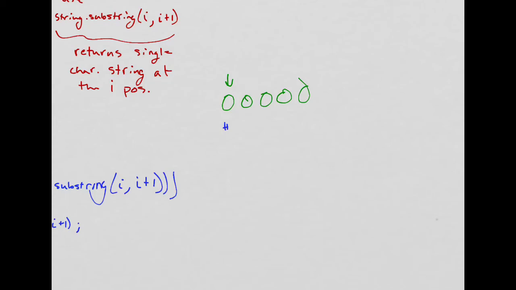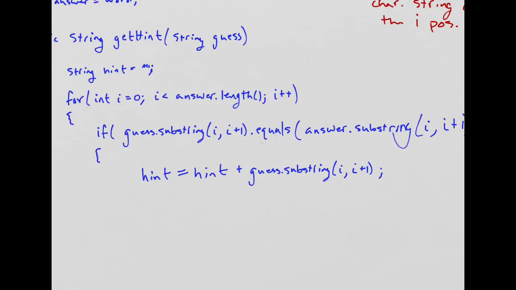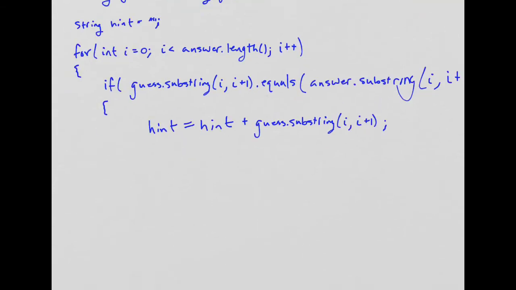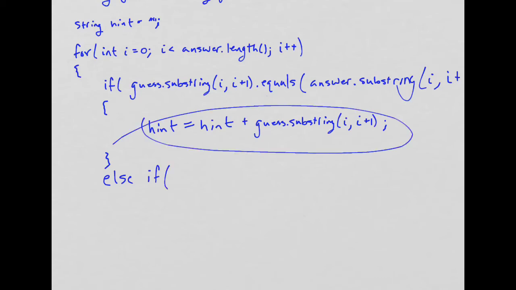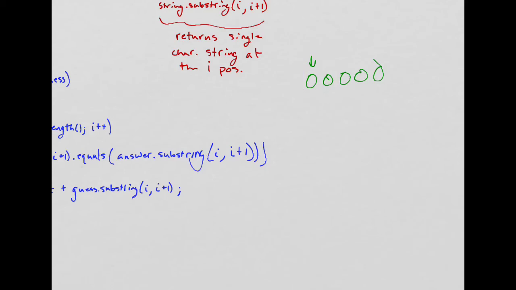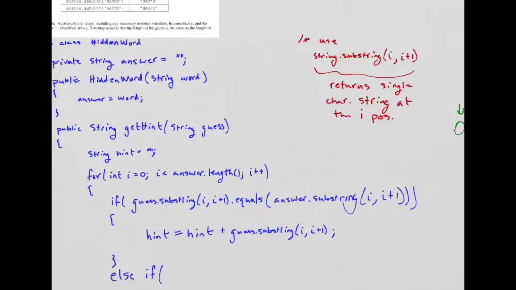If it's not, though, so let's go back. If this is not true, then it's going to return false, and then this is never going to execute. So we are still at else if. If this doesn't execute, we have not incremented I, so we're still looking at the same position in our word. So what's the next thing that I want to check?